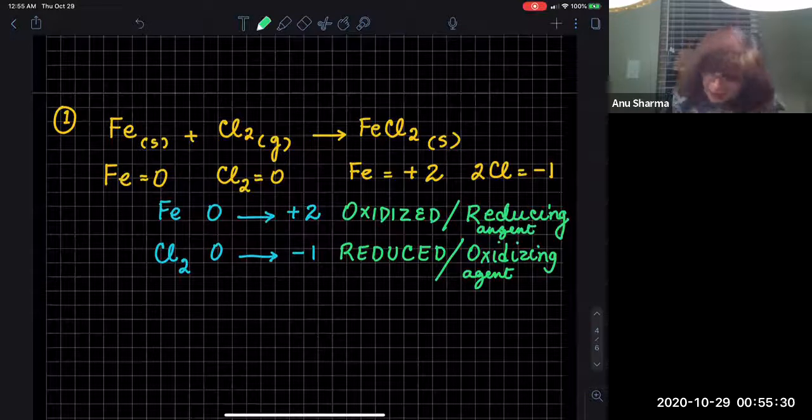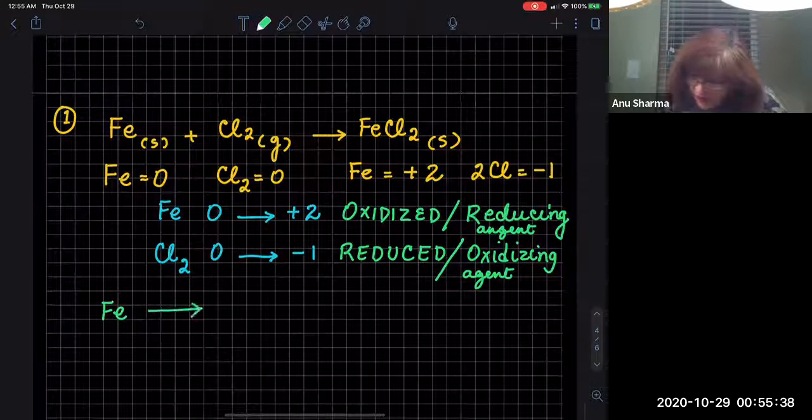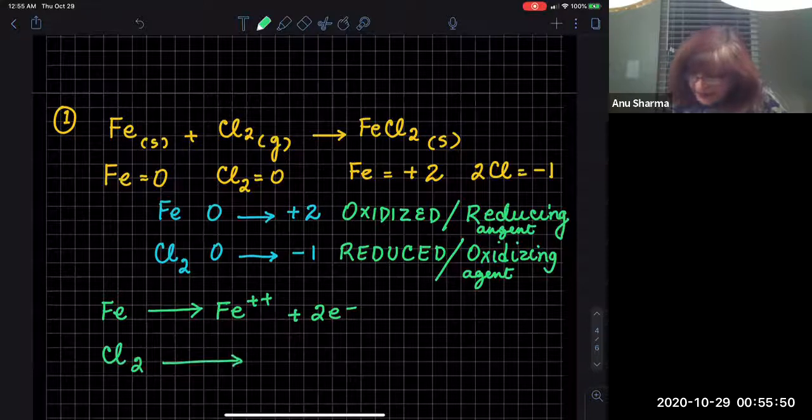Now here we are going to look at how do we balance this? So iron makes iron +2, and it gives 2 electrons. Okay, and here you have Cl2, and this becomes the Cl -1, but it's going to accept those 2 electrons.